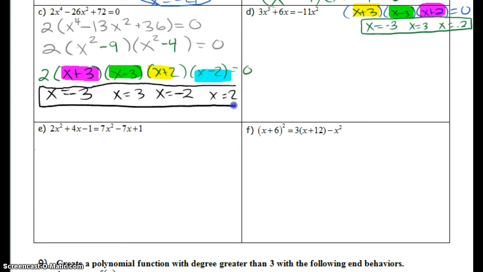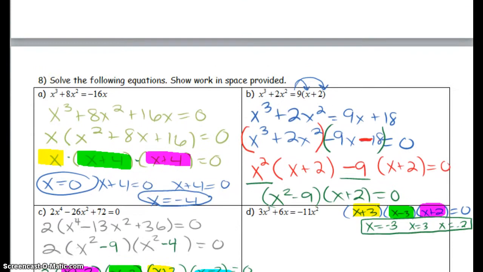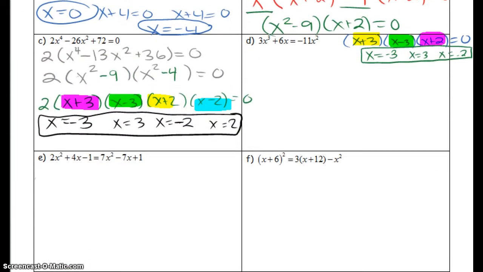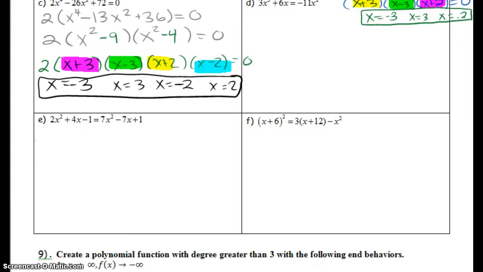Why does this one have 4 solutions and the last one had 3 solutions? This is a quartic function. If we go back up here, a quadratic can have up to 2. We only had 1 because 1 was repeated. This was a cubic again. We had 3 solutions. We have a quartic. We can have up to 4 solutions.